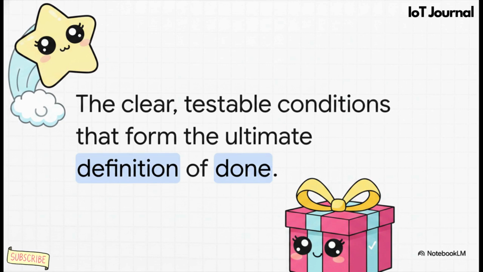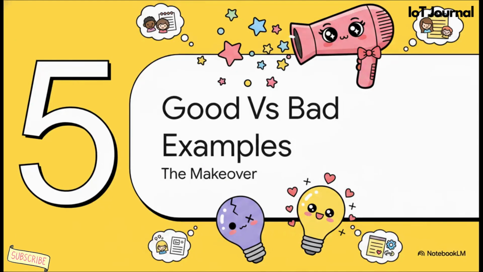I'll be real with you. Without acceptance criteria, a user story is literally just a wish. With them, it becomes a deliverable reality. Moving on to Section 5, good versus bad examples. Time for a quick makeover.